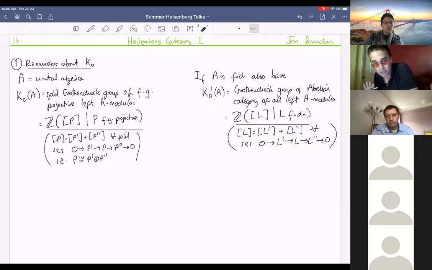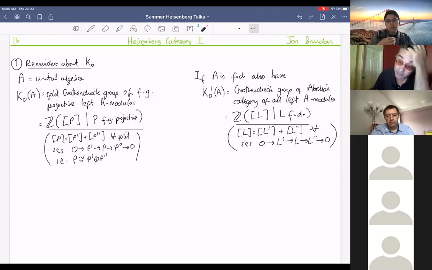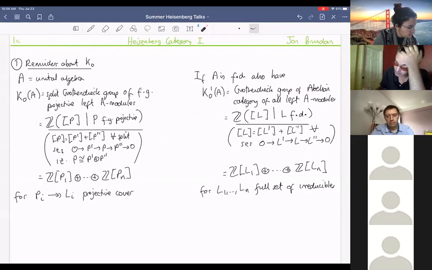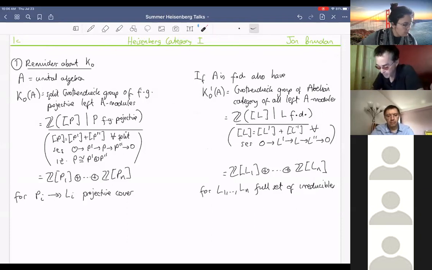Okay, so there's K0, which is a good thing to consider for any unital algebra. And then K0 prime, which I try to only consider when I've got some sort of finiteness assumptions, like finite dimensional algebras, is my favorite world, of course. So let's stick with the case when A is a finite dimensional algebra just for a second. In that case, the Grothendieck group K0 prime is very easy to understand.